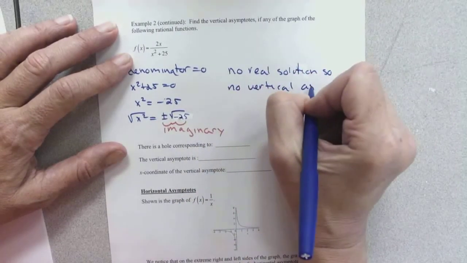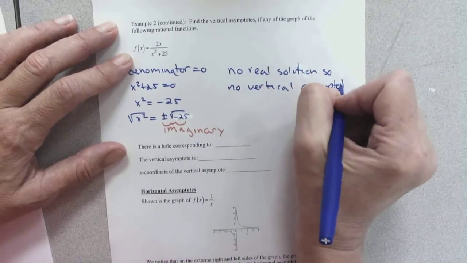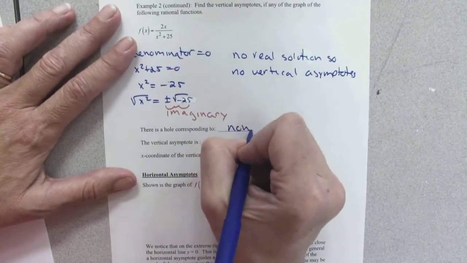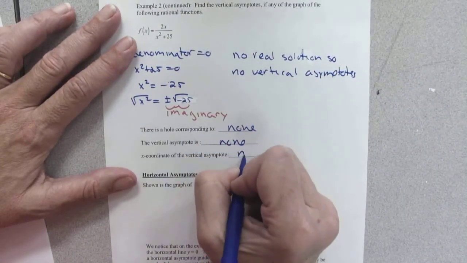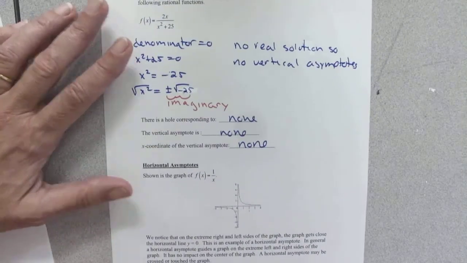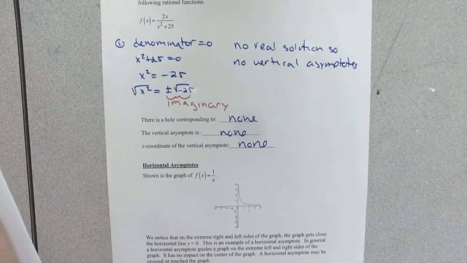So no vertical asymptotes. And so none, none, none. So that's vertical asymptotes. And we'll end this video, and on the next video we'll start talking about horizontal asymptotes.